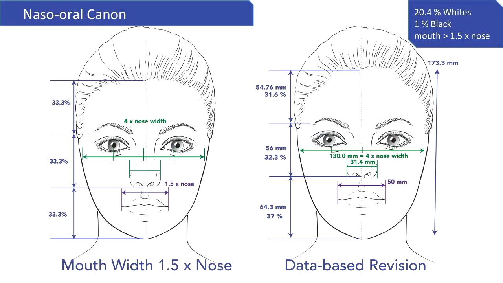All right, mouth width to nose width. So you probably heard your mouth is 1.5 times your nose. We find that that's only true in about 20% of whites and 1% of blacks. And the variation, whenever it's not accurate to an individual, is that generally the mouth is larger than that 1.5. So the image on the left shows that 1.5 of the nose width, and the image on the right shows the actual data measurement, which is 50 millimeters, which is larger than that 1.5 of 31.4.